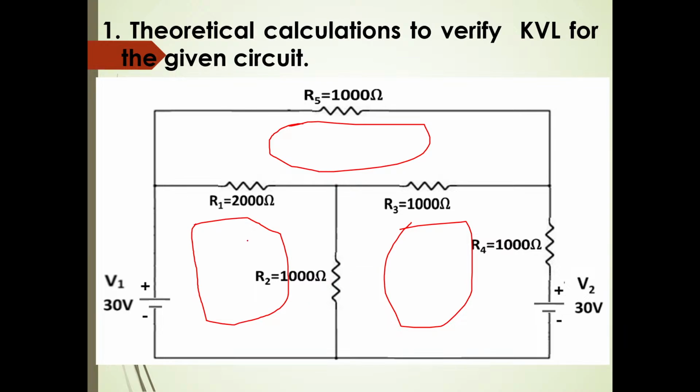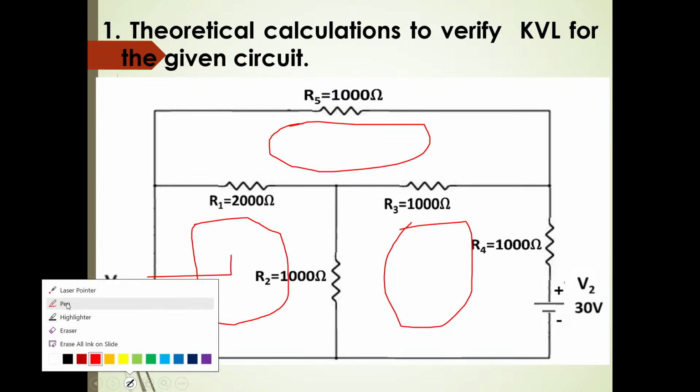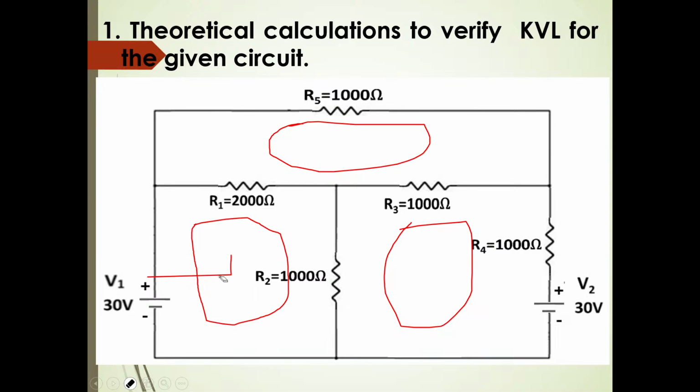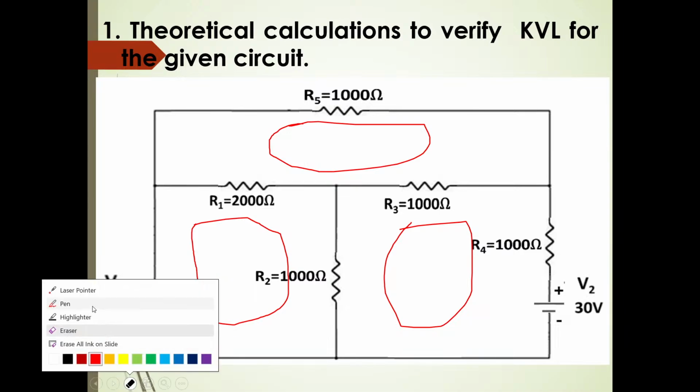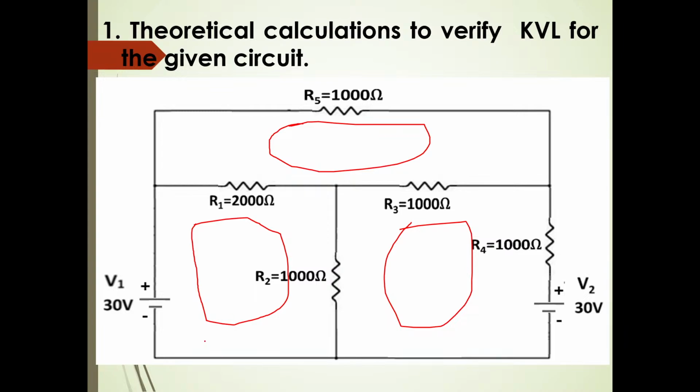So since there are 3 meshes, we can consider 3 loop currents. If I assume this first one as mesh 1, I can write mesh 1 here, and then I can assume a loop current I1 here. If I consider this mesh as mesh 2, I can assume a loop current I2 in this mesh. Similarly, this is my mesh 3, so I can assume a loop current I3 within the mesh. So total 3 meshes, and 3 loop currents I have assumed.